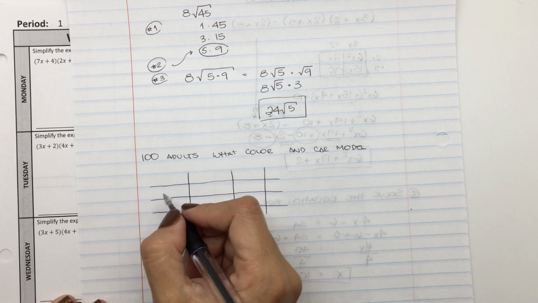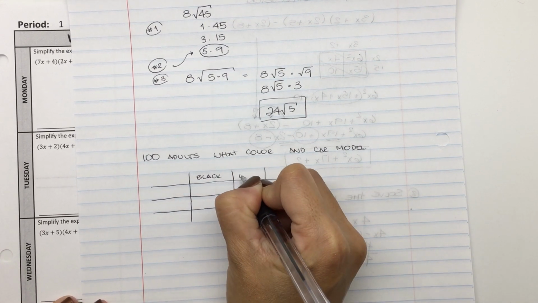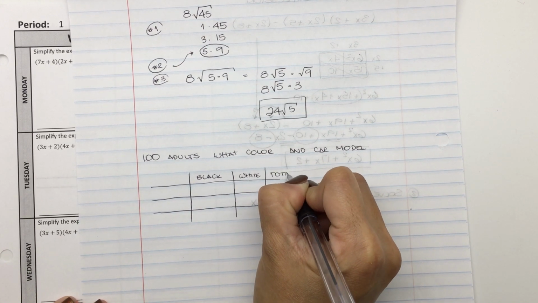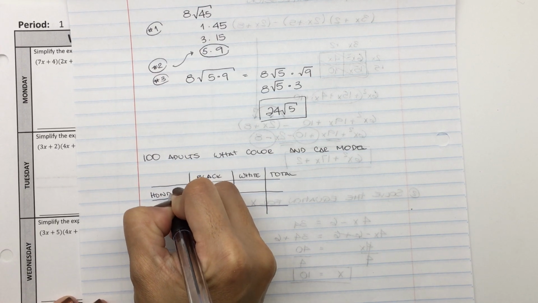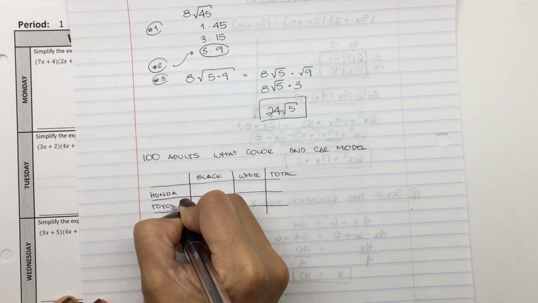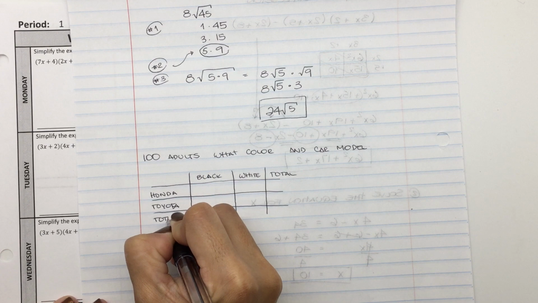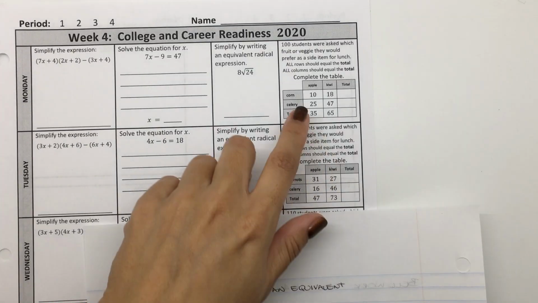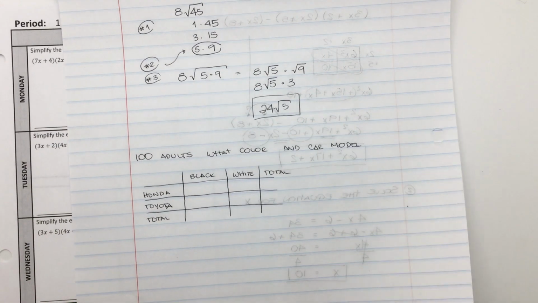Okay, so I'm going to use black, white, total, and I'm going to say Honda, Toyota, and total. So it's kind of the same as the one that we have, the table that we have over here.